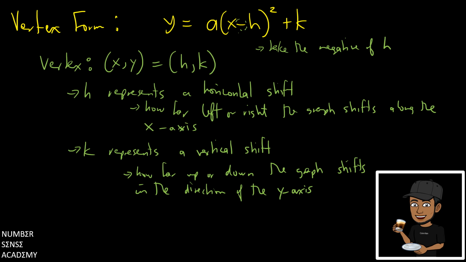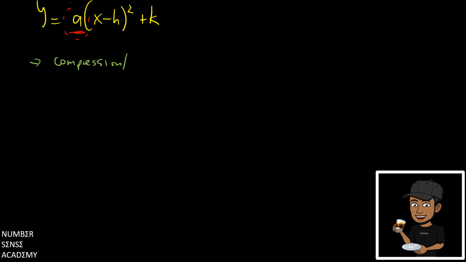So that's the first part. Keep in mind what this equation looks like. I'll just rewrite it real quick: y equals a times x minus h squared plus k. So let's look at a. What do we get from a? a is what we call a compression slash stretch factor.